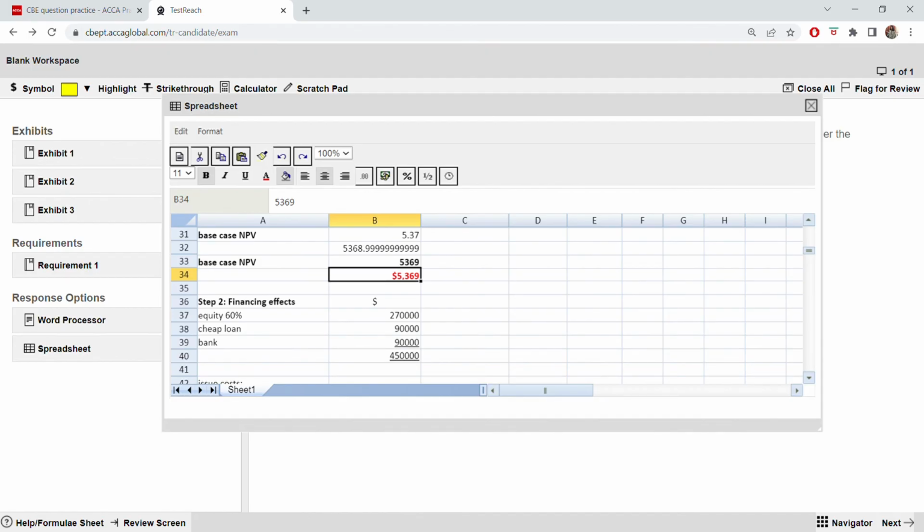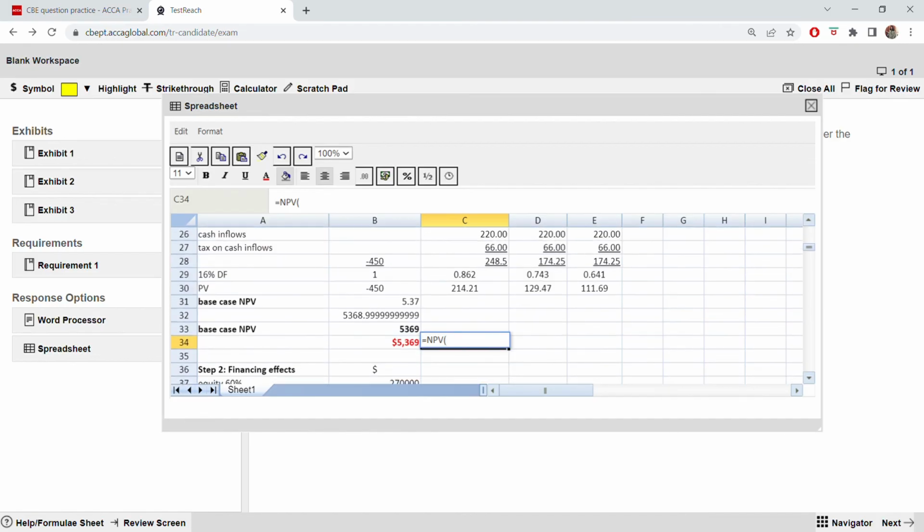I will do it in this cell, okay? Equal to NPV, open bracket. You have to select a discount factor. What was the discount factor here? 16%. So 0.16, it has to be in decimal, comma. You have to select the cells from this to this, all the present value. Close it, enter.